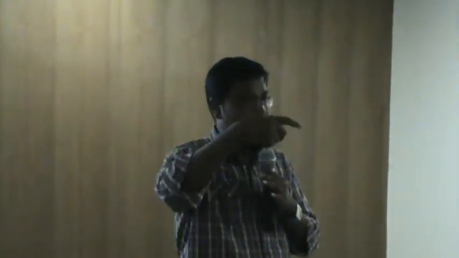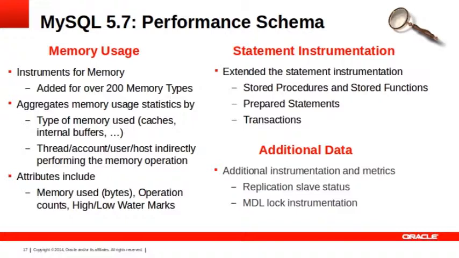Now, in 5.7, we can monitor a particular transaction at a time, meaning how this transaction is performing. If you have to monitor the transaction, you have to decide, okay, it's a good transaction or it's blocking something. Whatever information you need is now available. Same thing for different events, also available. Not only transactions, events and other things are also available. There is additional data for replication monitoring, like you can monitor the replication slave status using the performance schema, and in the same way the MDL, the metadata lock instrumentation, is also available in performance schema.